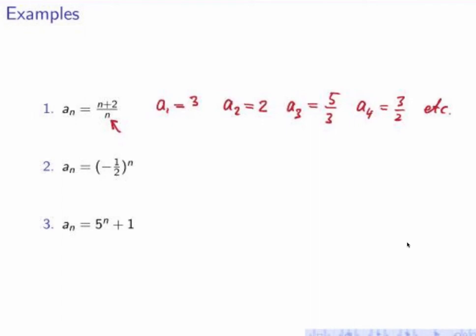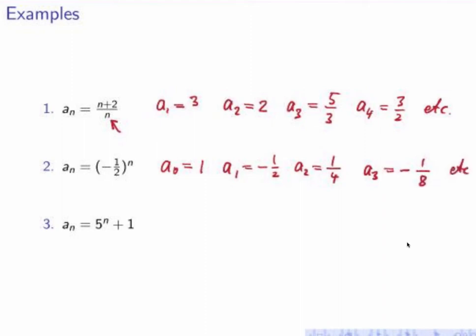Let's look at the next one. Minus 1/2 to the power of n. So this is an exponential function in the index n. Here we can start with n is 0. So we have a0, minus 1/2 to the 0 is always equal to 1. a1 is minus 1/2. a2 is minus 1/2 squared, so then the minus sign disappears. We get 1/2 squared, which is a quarter. a3 is then minus 1/2 to the power of 3. So we get minus times minus times minus, which is minus. So we have minus 1, and then 2 times 2 times 2 is 8, minus 1/8, etc.